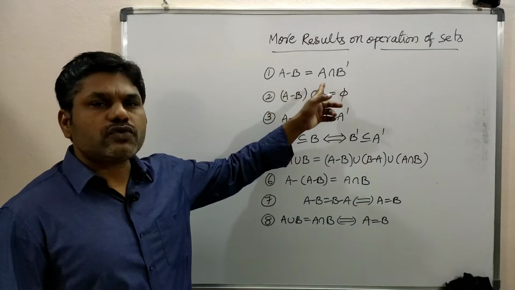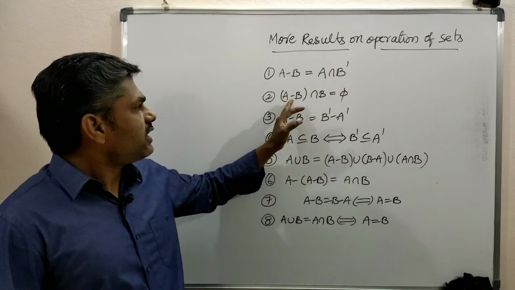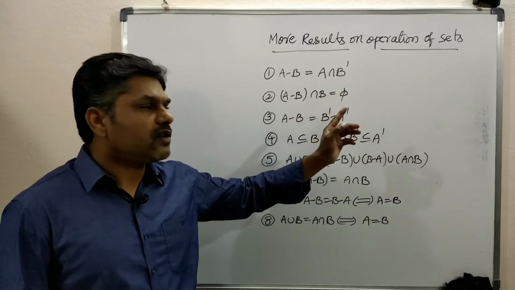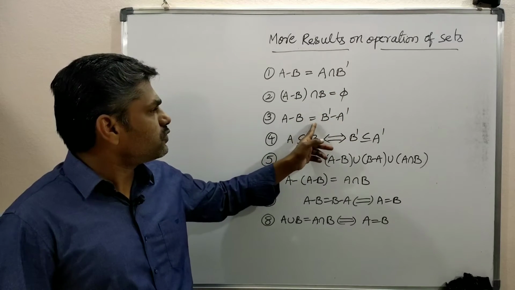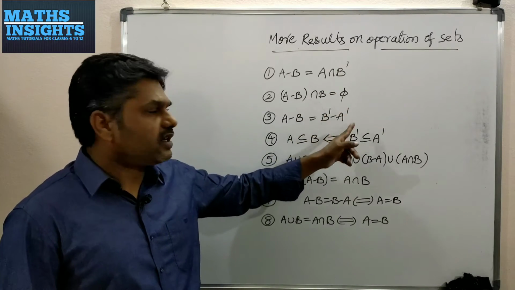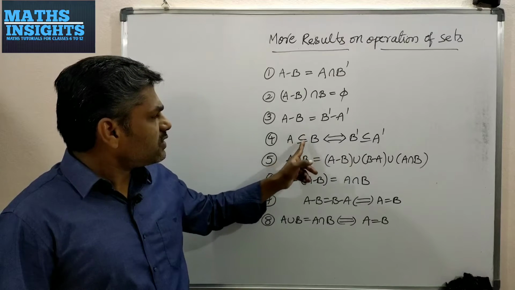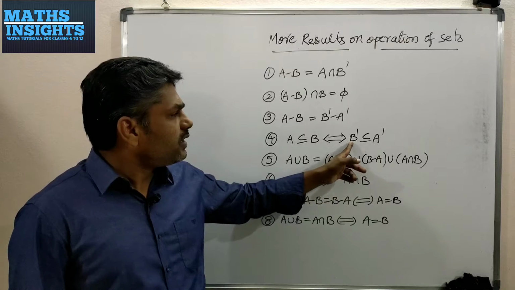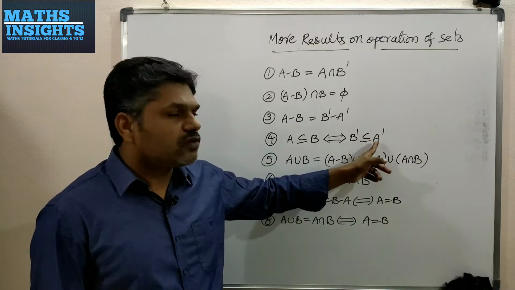A minus B is equals to A intersection B dash. A minus B, B is equals to phi, where phi is a null set. A minus B is equals to B dash minus A dash. A is subset or equals to B, then that implies that B dash is subset or equals to A dash.